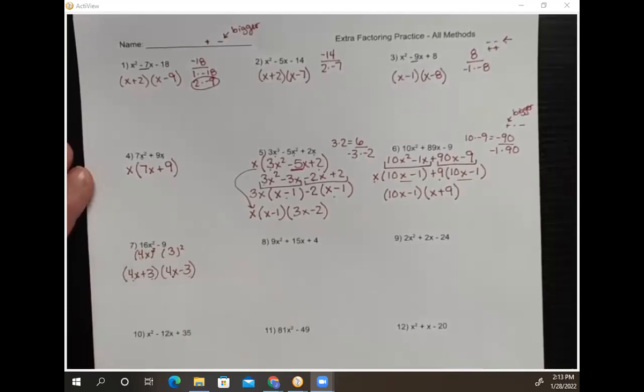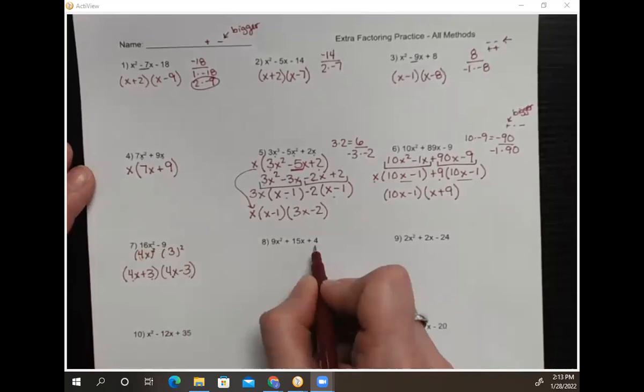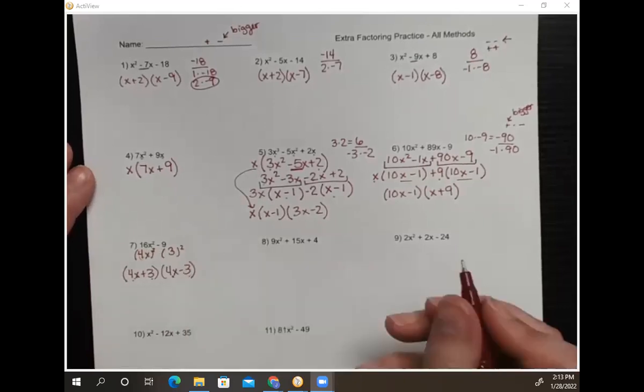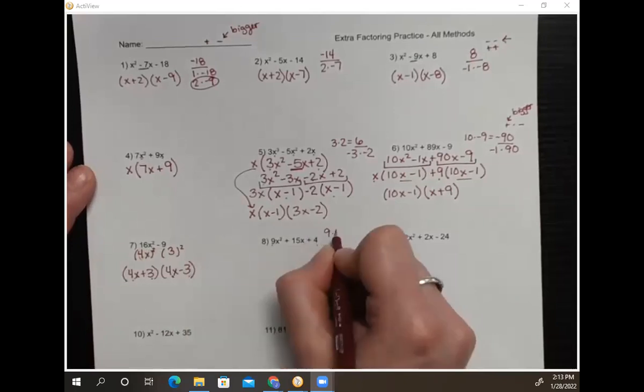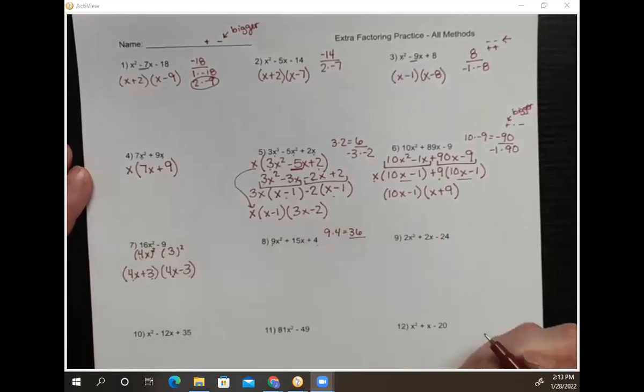For number 8, we're back to something with 3 terms. Again, I want to start by checking for a GCF. 9, 15, and 4 don't have a common factor other than 1. We're going to go ahead and go to AC method. So A times C, 9 times 4, that gives me 36. And I want factors of 36 that can add to 15.